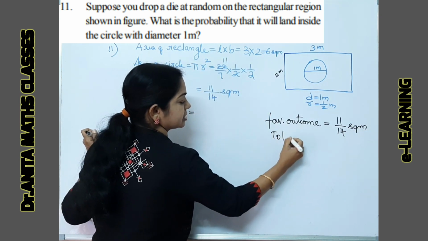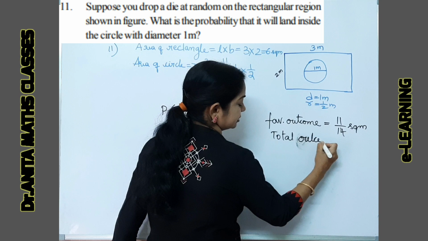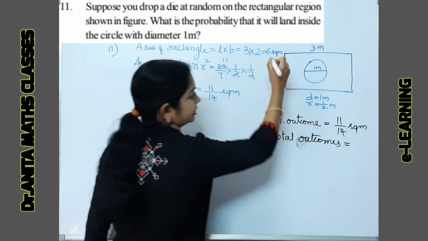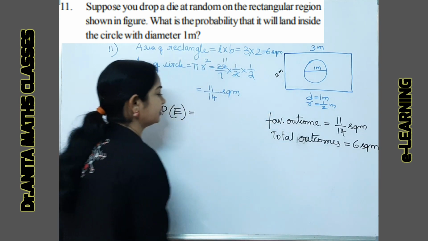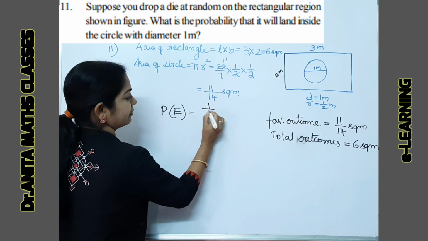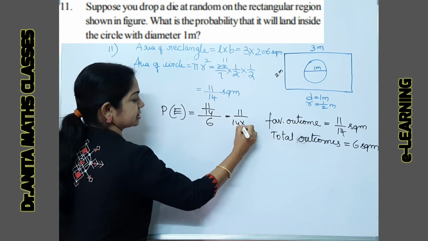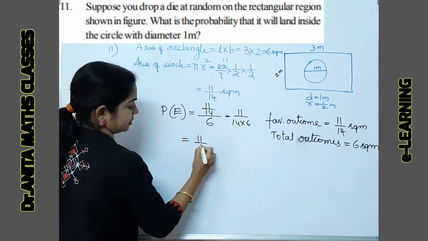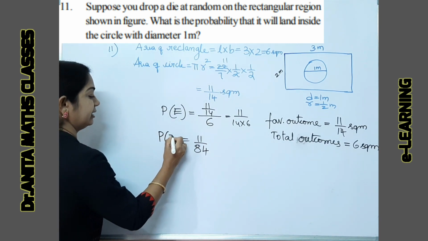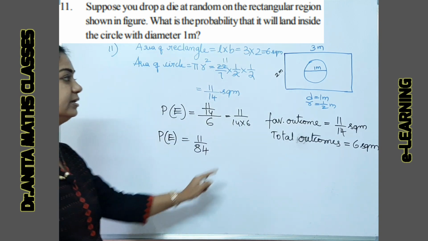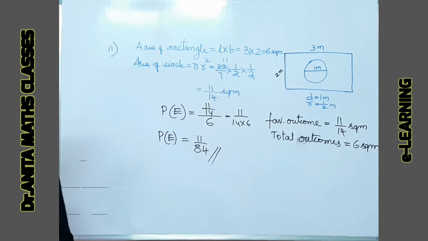So the total outcomes are the rectangular region, that is the complete thing, 6 square meters. Now the probability is favorable 11 by 14 divided by 6. So that comes to 11 by 14 into 6, which is 84. So 11 by 84 is the probability of the die landing on the circular region. Quickly pause the video and note it down. Let's see the next problem.